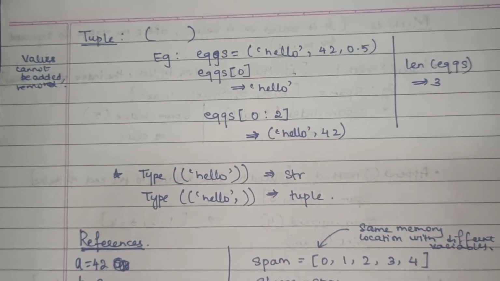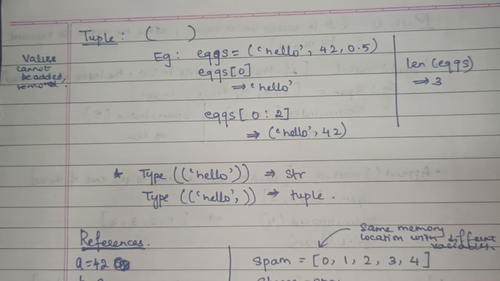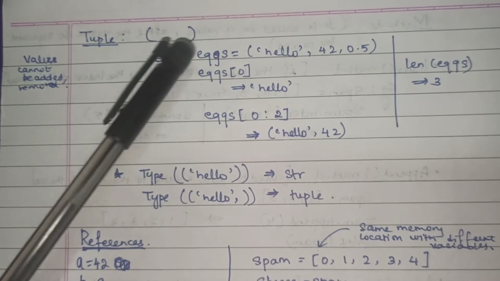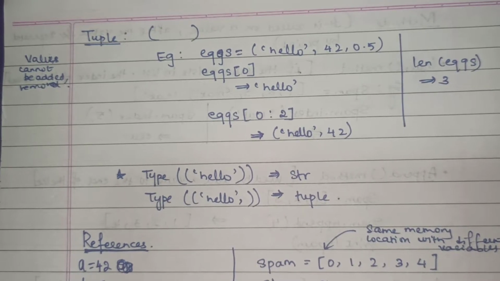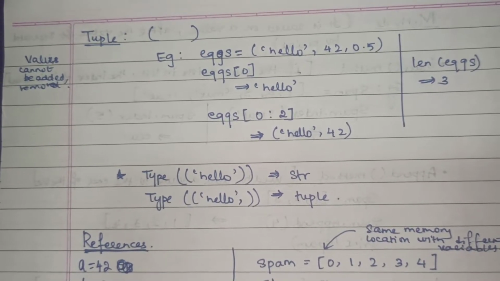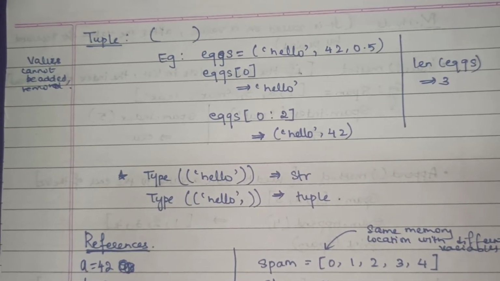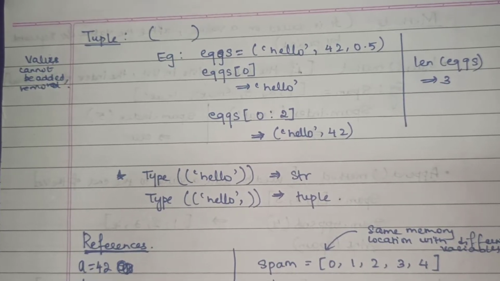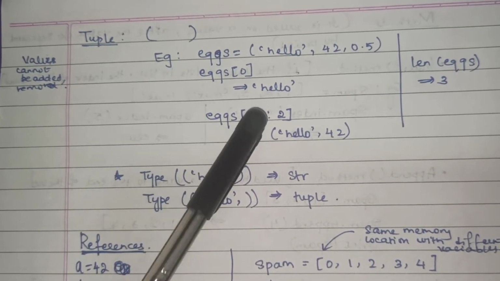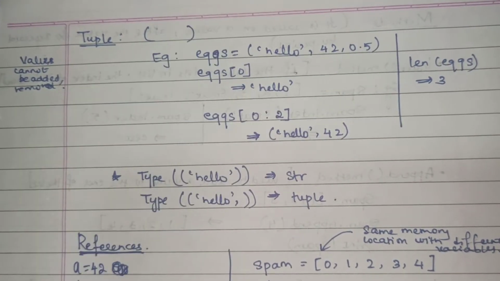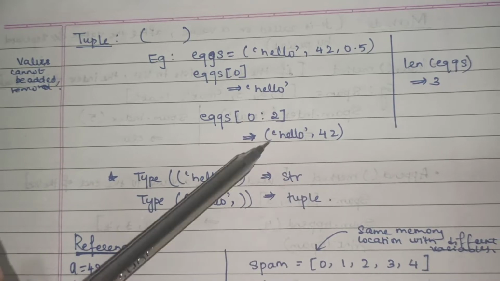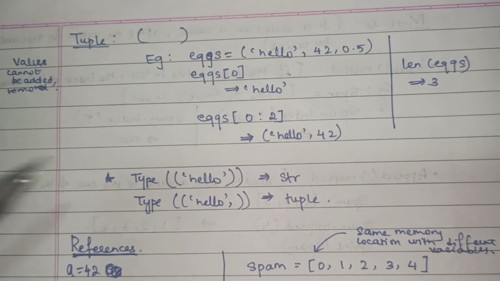The next topic is about tuples. Tuples are represented using round braces, and they are similar to lists, but the main difference is that the values cannot be added or removed as we do in a list. That is, they are immutable. So x equals, here the only difference between list and tuple is that it is braced with round braces.